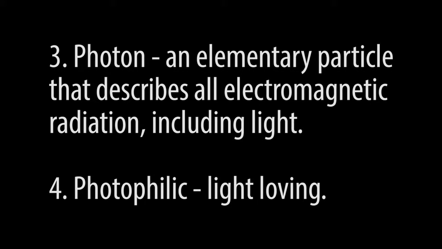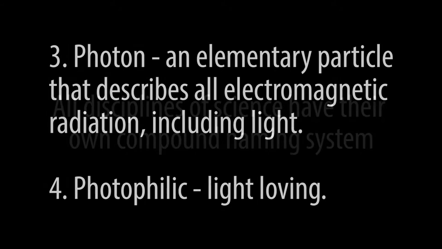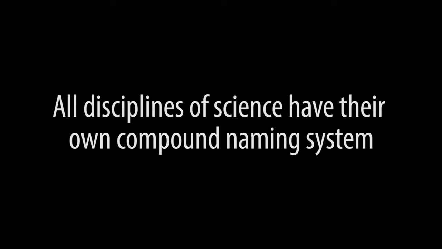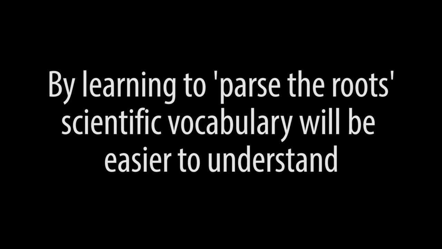cells. 3. Photon, an elementary particle that describes all electromagnetic radiation, including light, the smallest describable unit of radiation. 4. Photophilic, light-loving. Many algae that photosynthesize will be described as photophilic because they will move toward light. All of the disciplines of science have their own terminology, technical details, and compound naming systems. The main reason students complain about learning new words in science is because they're hard to read, write, and spell, at least at first. By learning to break scientific words down, to parse the roots, you will find scientific vocabulary much easier not only to read and understand, but also to pronounce and remember.